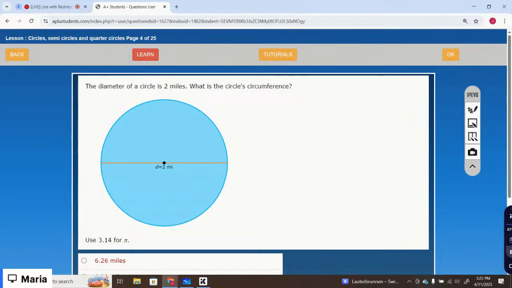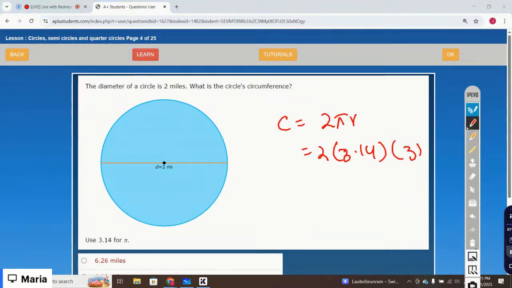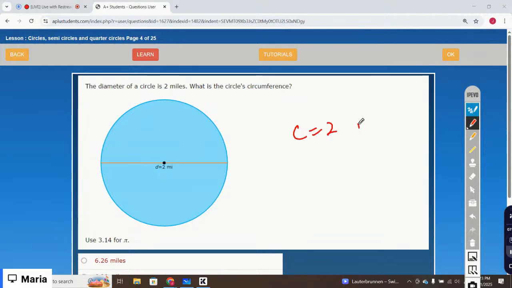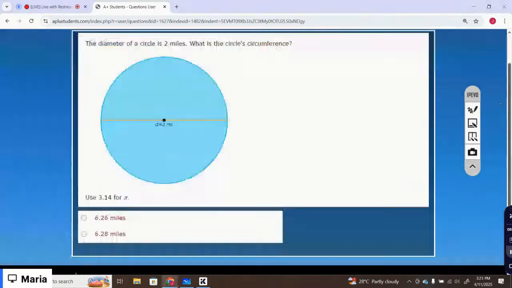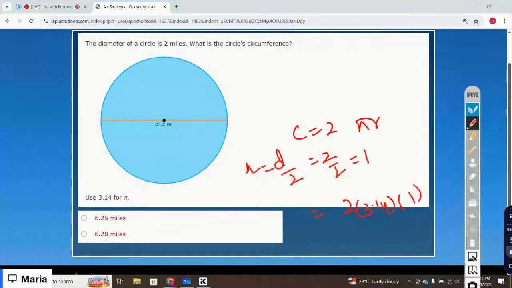The diameter of a circle is 2 miles. What is the circle's circumference? So the circumference of the circle is C equals 2 pi r. We are given the diameter. First, we need to calculate the radius. Radius equals diameter divided by 2. So 2 divided by 2 is 1. So that is 2 times 3.14 times 1.